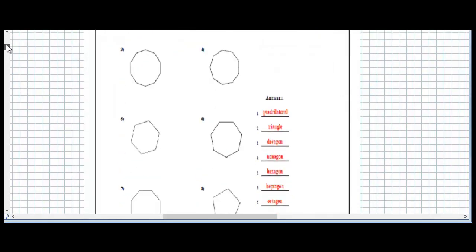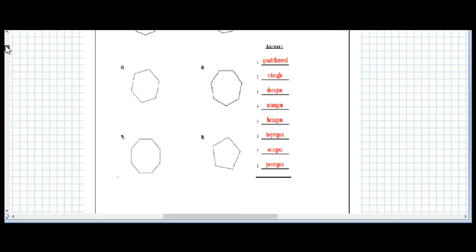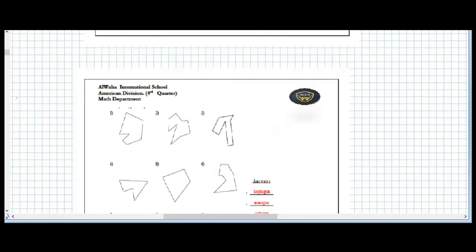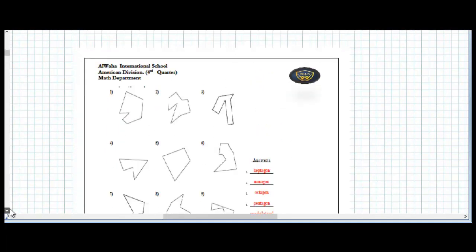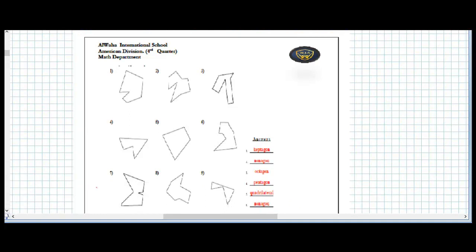Here's the second page. You can solve it by yourself. You will count how many sides, and after that you will name it as we did. Here we will name the shape, but it's not regular shapes. It's a shape in any direction. So here we will do the same. We will count and check the name of the figure.